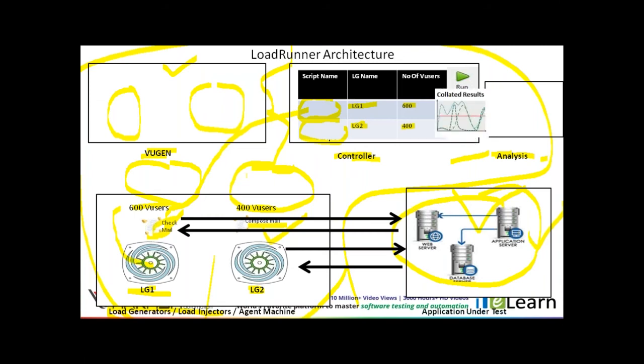Once the collation is done, you will have one collated result, one result for all the LGs. Let's say you have 10 LGs. All the results from the 10 LGs will be collated over here. The collated results can be looked at by the performance tester using the tool called Analysis or Analyzer. With this tool, we will be able to make sense out of these results, and we will be able to do the performance bottleneck analysis from these collated results.